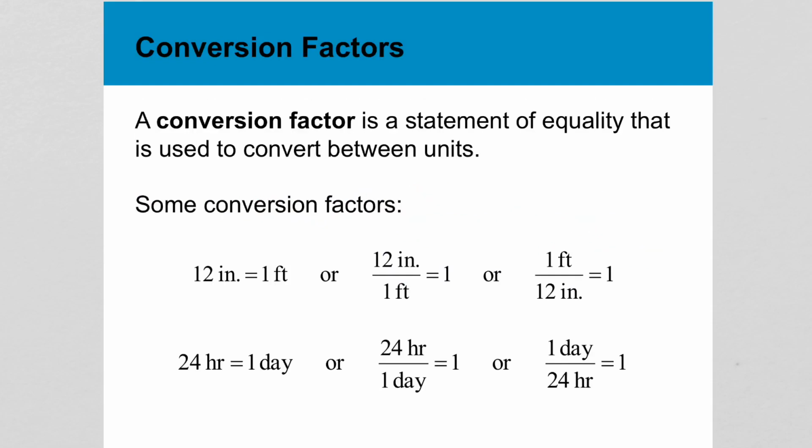12 inches equals 1 foot is a conversion factor. You can write it as 12 inches over 1 foot or 1 foot over 12 inches. Either way will work because they'll both end up as 1. They both mean the same thing. Same thing with 24 hours in 1 day. You can write it either way, whichever way works to get you through your problem.